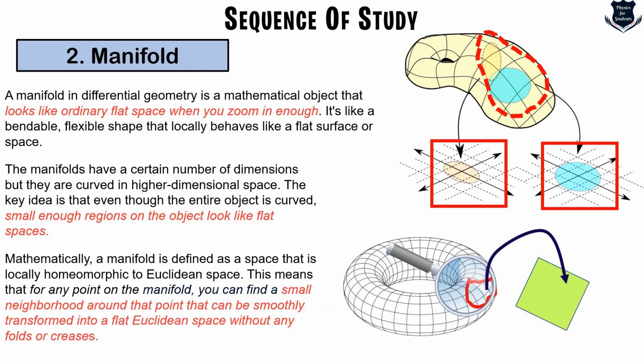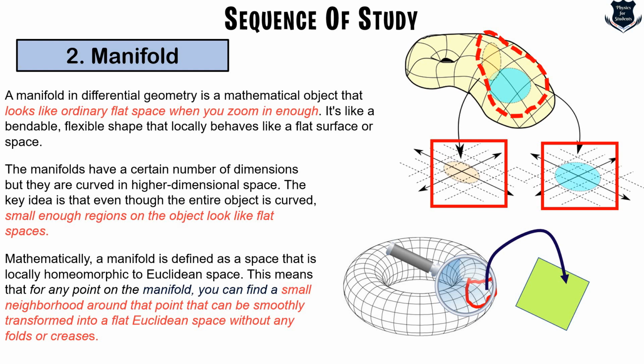Mathematically, a manifold is defined as a space that is locally homeomorphic to a Euclidean space. That means you can find a small neighborhood around a point that can be smoothly transformed into a flat Euclidean space without any folds or creases. Okay, so we understood what curvature is, and how curvature plays an important role on surfaces which are manifolds. So these two concepts are done. When zoomed, it looks flat.